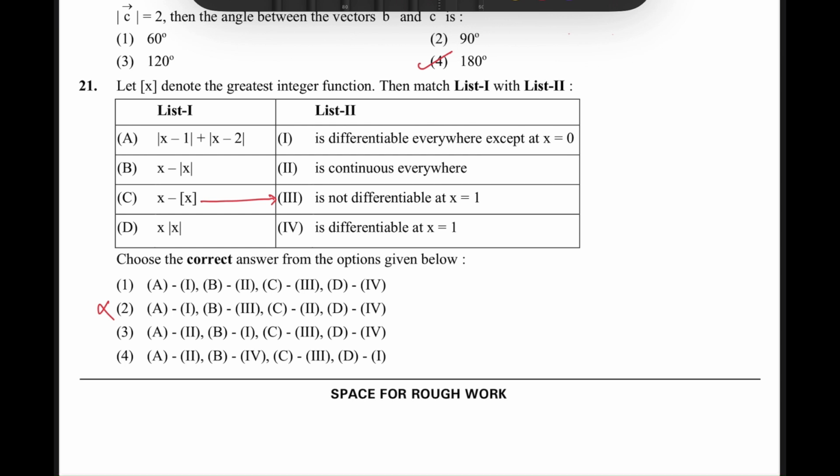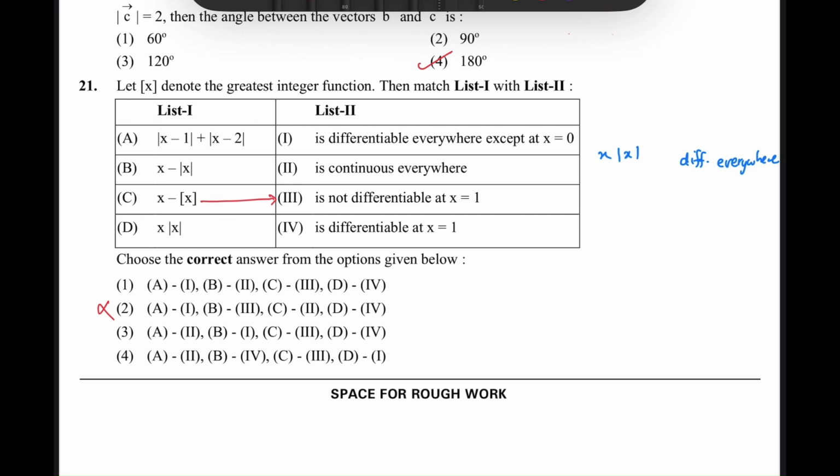Okay, next. What about x minus, x mod x? Mod x is continuous, x is continuous, so their product is continuous. So x mod x is continuous, right? And it is differentiable everywhere. So if it is continuous and differentiable everywhere, he's saying it is differentiable everywhere except at 0.